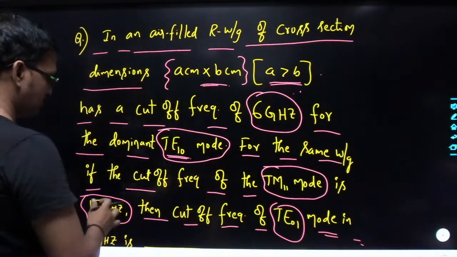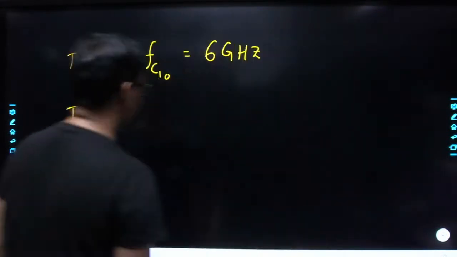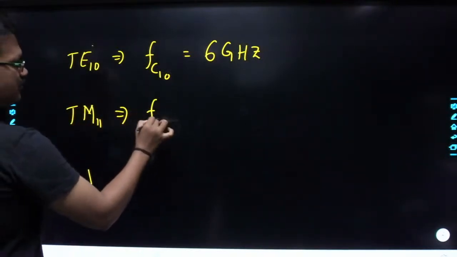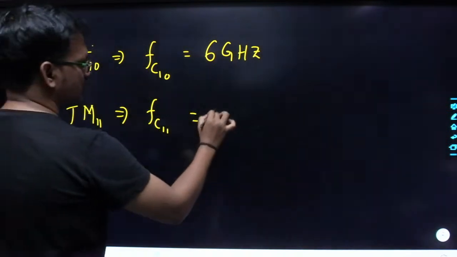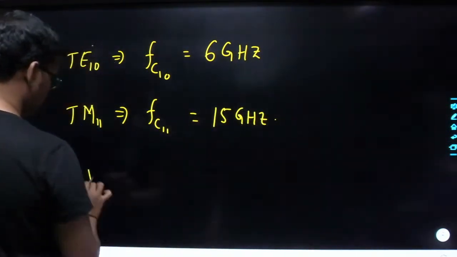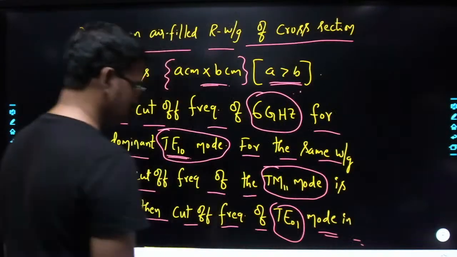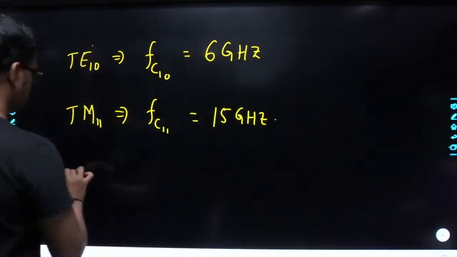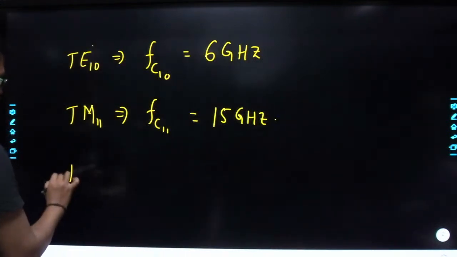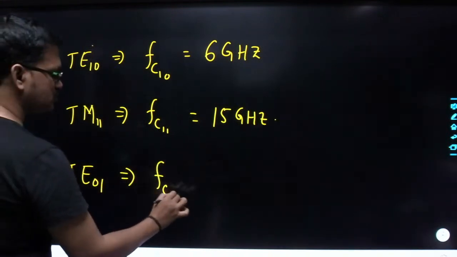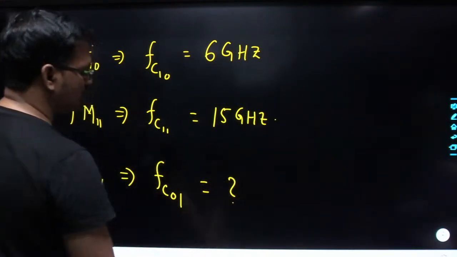So for TM11, the cutoff frequency they have given as 15 gigahertz. So for TM11 mode, they have given the cutoff frequency as what here? 15 gigahertz, right? Okay. Next, they are asking the cutoff frequency for TE01 mode. So that is FC01. So this is what they are asking here.